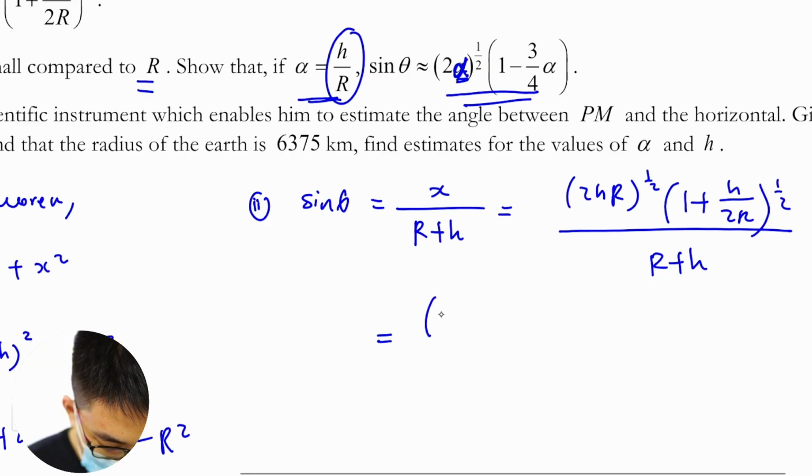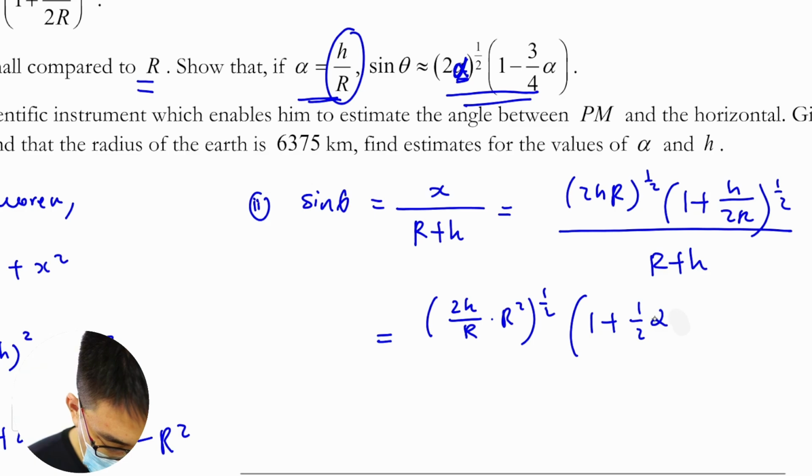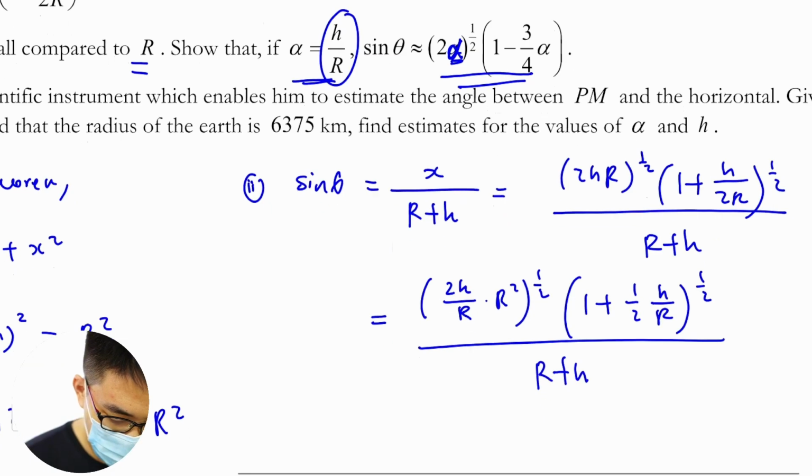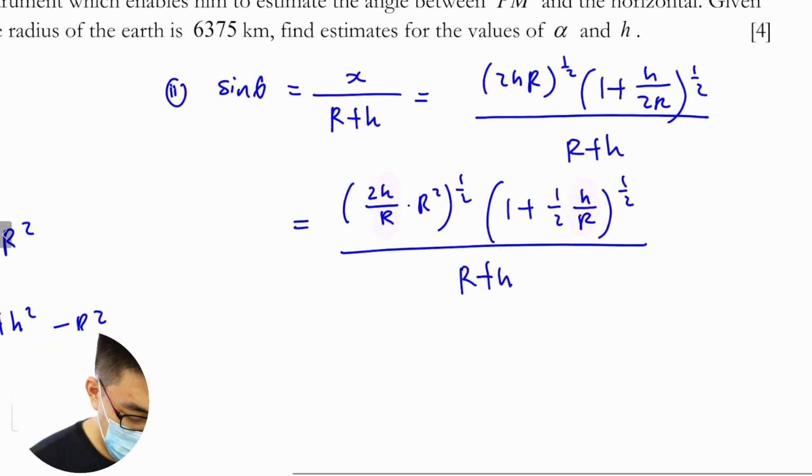So this one here, this is 2. I just force an r, h over r there. It's just manipulation. So this one here, h over r. I will just slowly go. So this is h over r. This is h over r. I'll get this as 2 alpha.